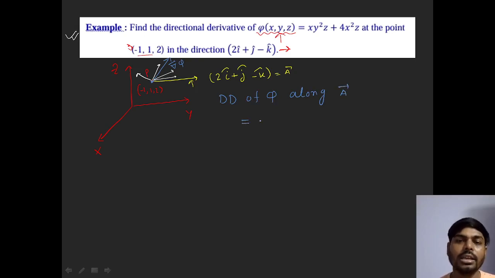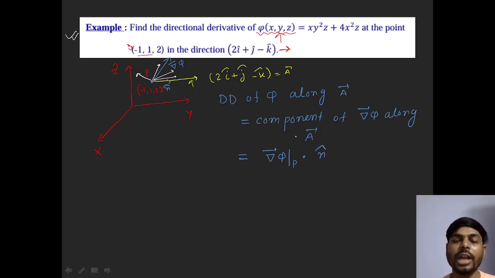It means the component of gradient of phi along a vector. Mathematically, we will just write that gradient of phi at the point P, dotted with the unit vector along this direction. This is the unit vector. Unit vector along which direction? The given direction. So basically, for the directional derivative of the given scalar field, what do you have to find out?